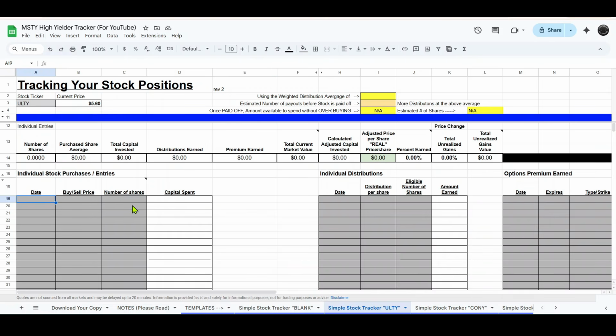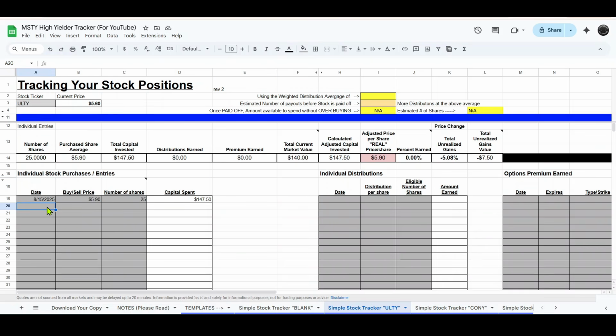All right, so the first purchase is going to be on 8/15, and we bought those at $5.90. And how many shares? We purchased 25 shares. So this is my first purchase, and it's going to go ahead and calculate everything out for us. As soon as I hit enter, boom, there we go. And we are showing all of our numbers right here. Of course, our real price per share is $5.90, along with the purchase share average price here of $5.90. And why is it the same? Because we have not earned any distributions yet.